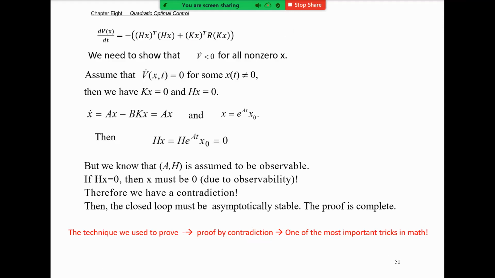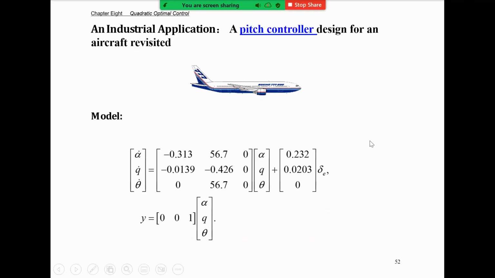Remember, if you are interested, how do you prove that the square root of 2 is an irrational number, right? You prove by contradiction. You assume it is rational, and that's impossible. So for all those difficult problems, proof by contradiction is a very interesting technique to use. Okay, now let's go back to the pitch controller design.